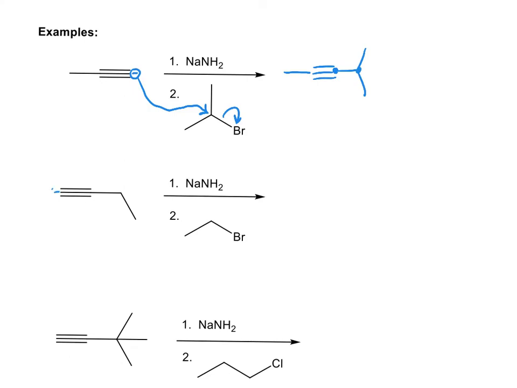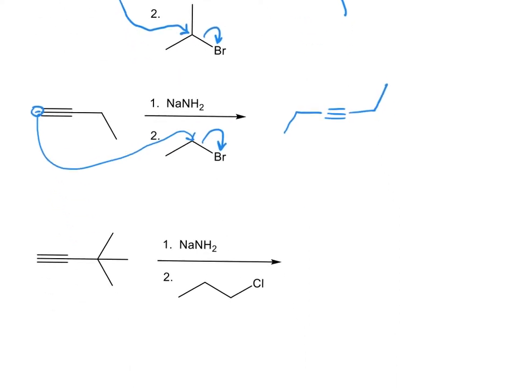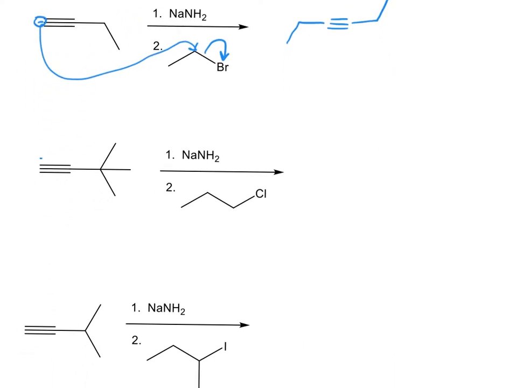Next one, our strong base is going to remove this and make it a negative charge. And then that negative charge is going to come here and kick out the bromine. So we're going to add an ethyl group to the end of our alkyne. The next one, we're going to make a negative charge on the end of our alkyne with our strong base. And then that negative charge is going to kick out the chlorine and add a propyl to the end of your alkyne.